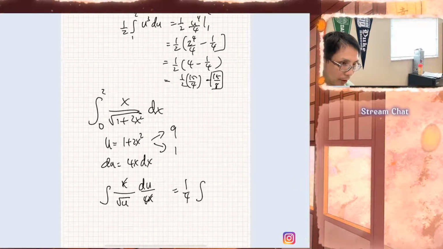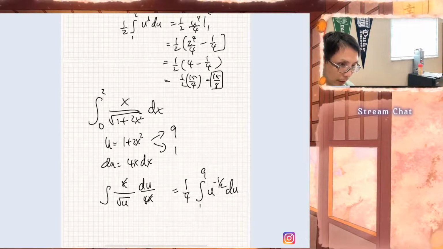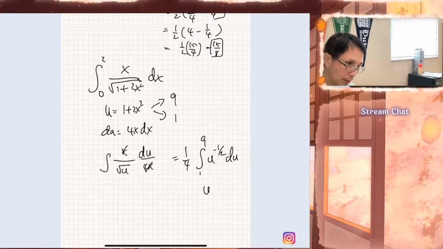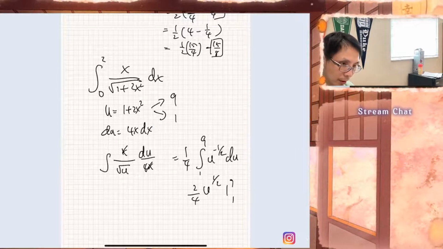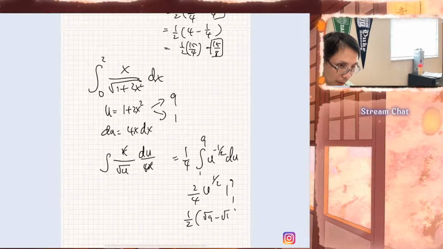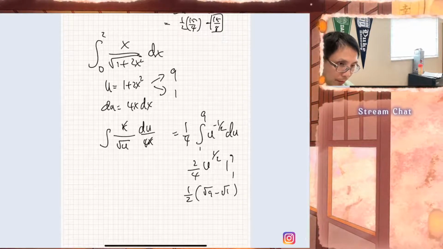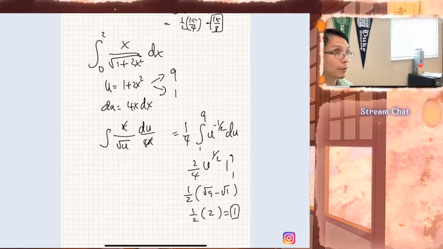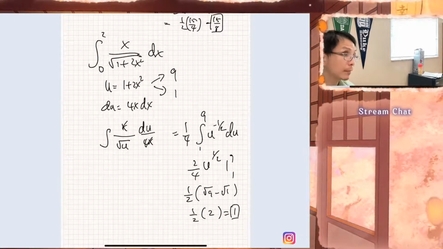So we get 1 over 4 integral of u to the negative 1/2 du between 1 and 9, right? So it'd be u to the 1/2, times 2, times 1 over 4 between 9 and 1. So it'd be 1/2 of square root of 9 minus square root of 1. Did I do something wrong? 3 minus 1 is 2, and that's equal to 1. The answer is pretty nice. Did you understand?